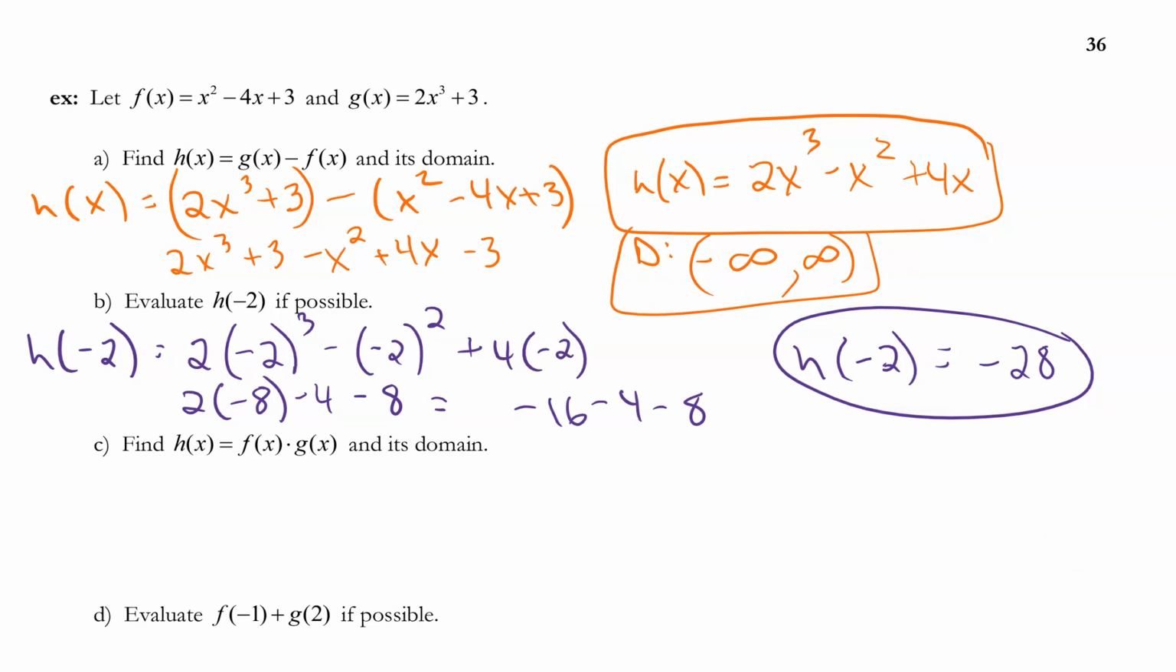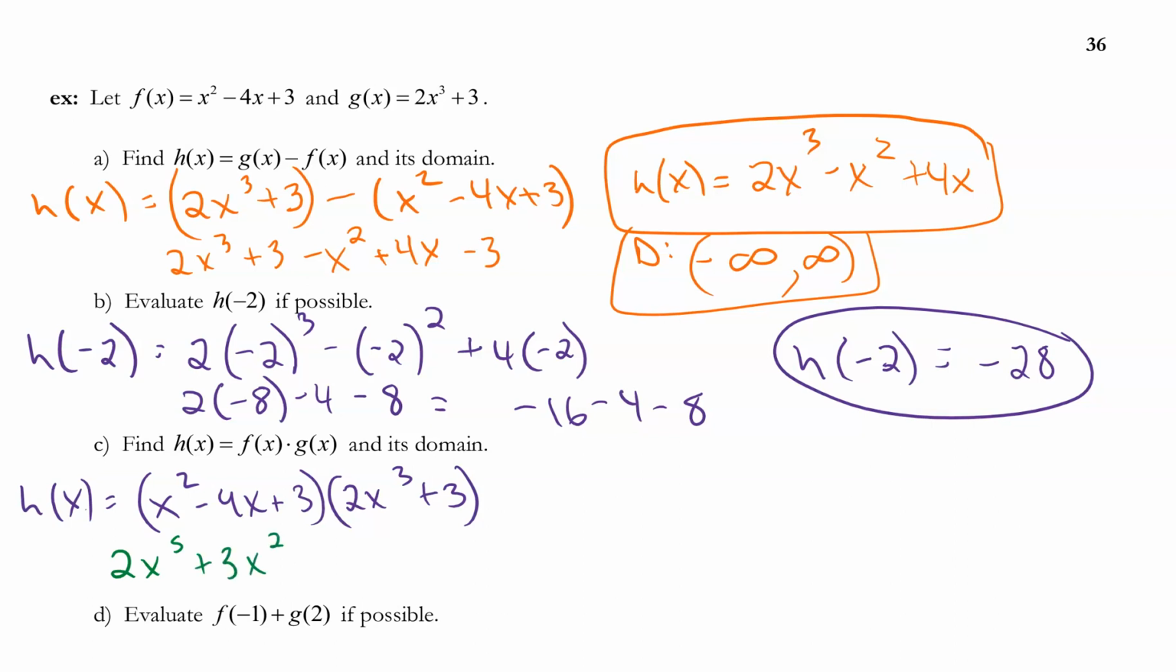Okay, find h of x equals f of x times g of x and its domain. So x squared minus 4x plus 3 times 2x cubed plus 3. So now we're going to distribute. X squared times 2x cubed, 2x to the 5th. X squared times 3 plus 3x squared.